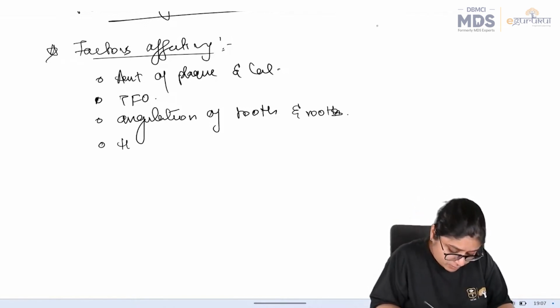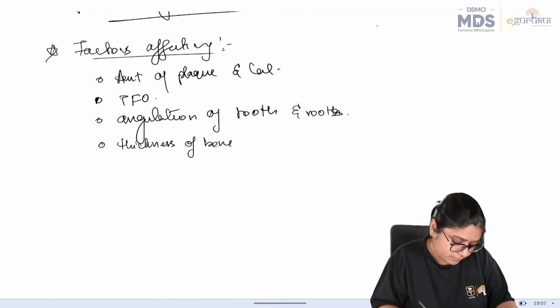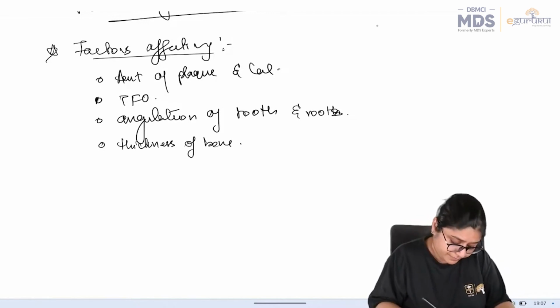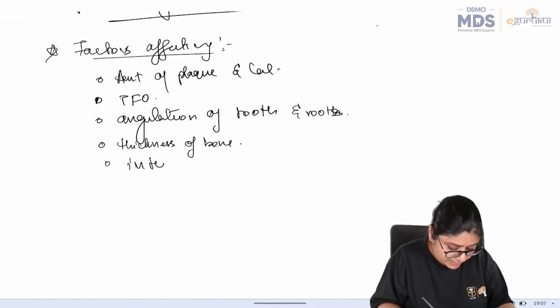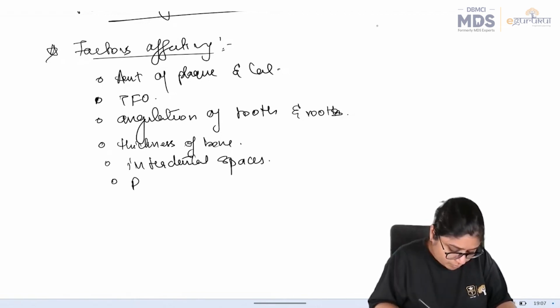Then thickness of the bone. The thicker the bone, the more vertical resorption there will be. The thinner the bone, there will be horizontal resorption. Thin bone will undergo resorption at a faster rate than thicker bone. Then interdental spaces between the teeth, and root and bone morphology.